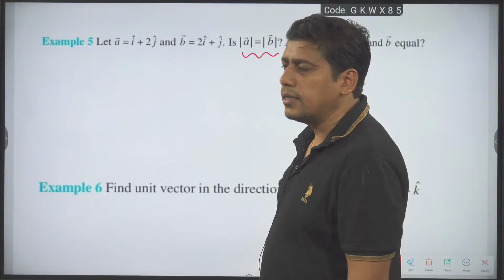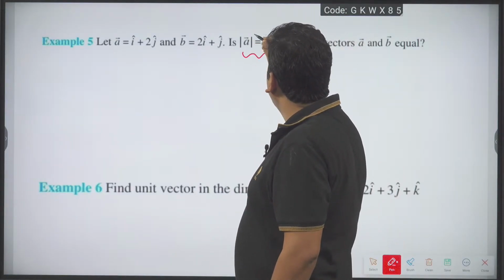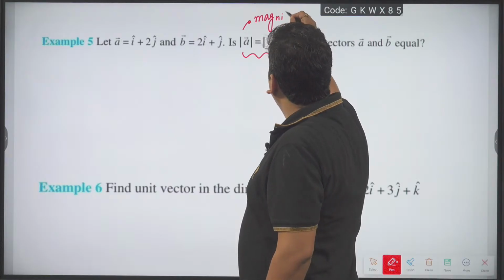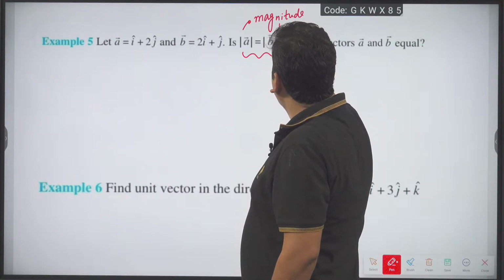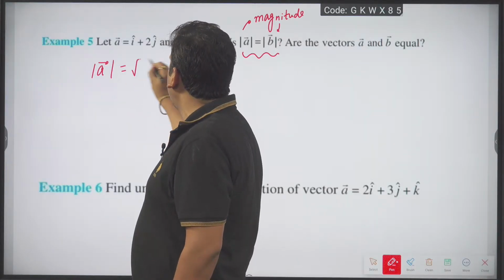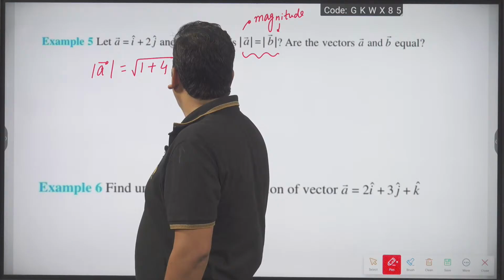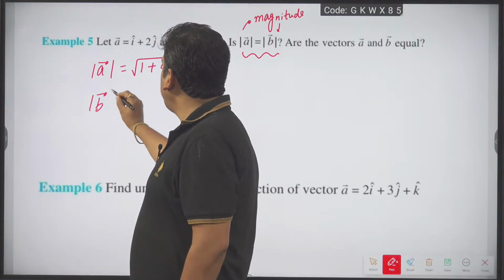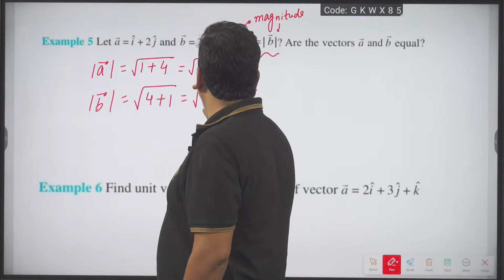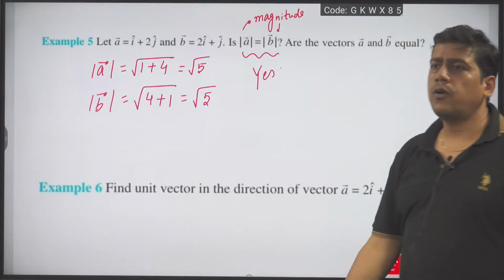Yes, because understand, beta, mod. When you apply this mod, it means they are talking about magnitude. What is the mod of A vector? It's under root 1 plus 2 square, which is under root 5. What is the mod of B vector? It's under root 4 plus 1, which is under root 5. So yes, both are equal magnitude wise.